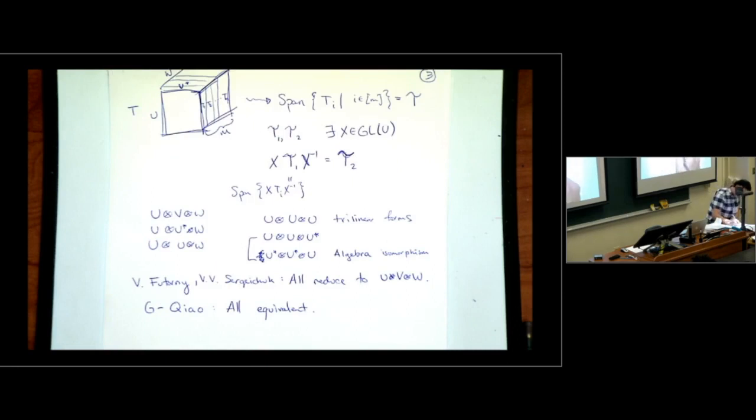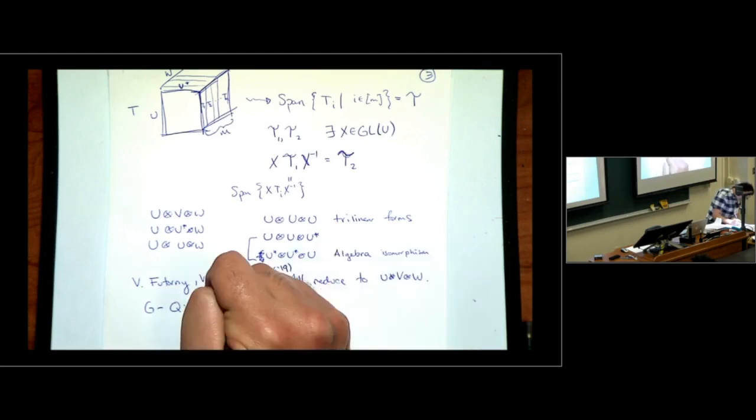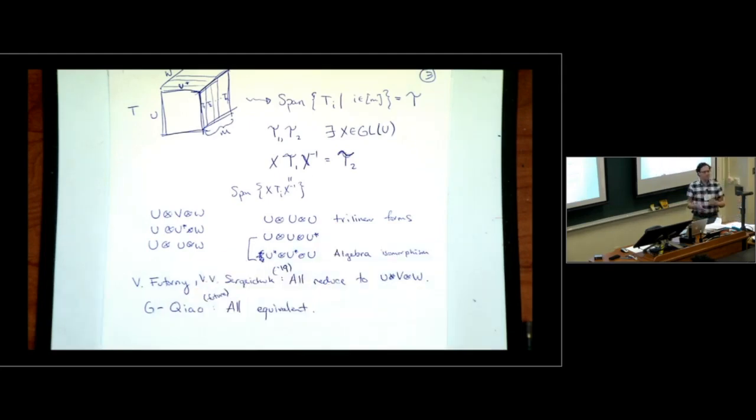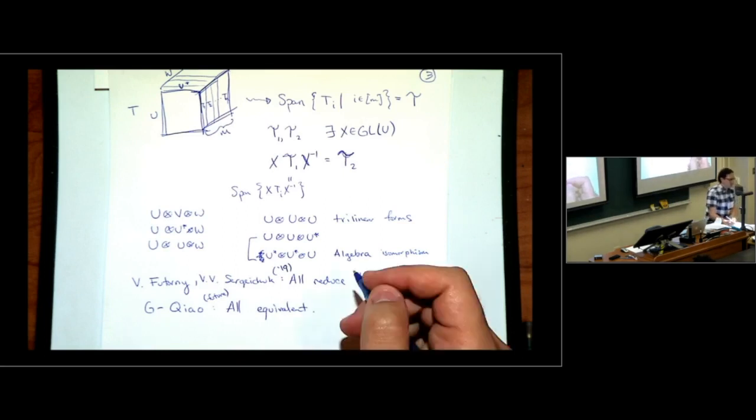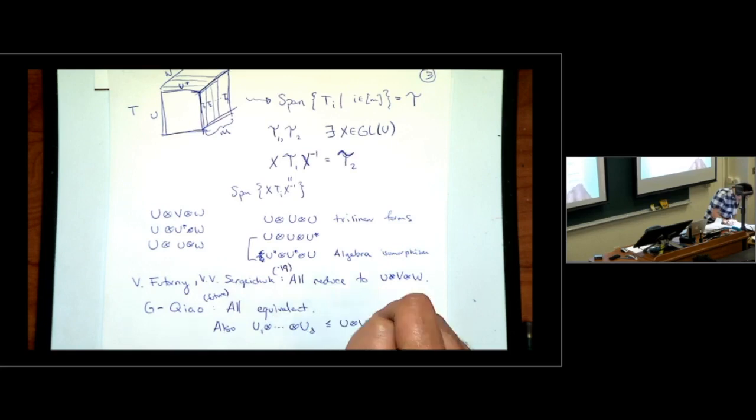And so this paper with Futorny and Sergeychuk appeared earlier this year, and this is like the future. You're welcome to the future. These results are the first announcement; they have not been announced previously. So these are all equivalent, and part of the reason for the delay was that we just proved last week that this is also true for D tensors. So also, U1 tensor through UD reduces to U tensor V tensor W. So D-tensor equivalence is equivalent to 3-tensor equivalence.